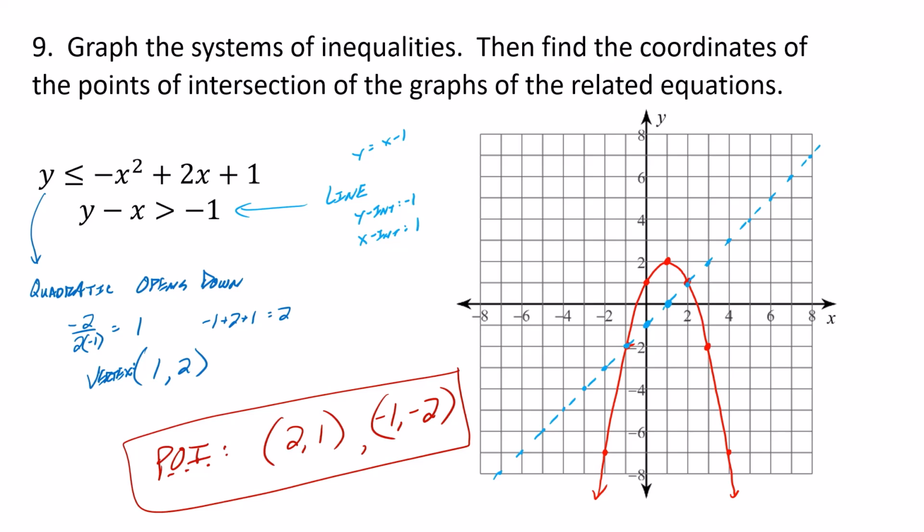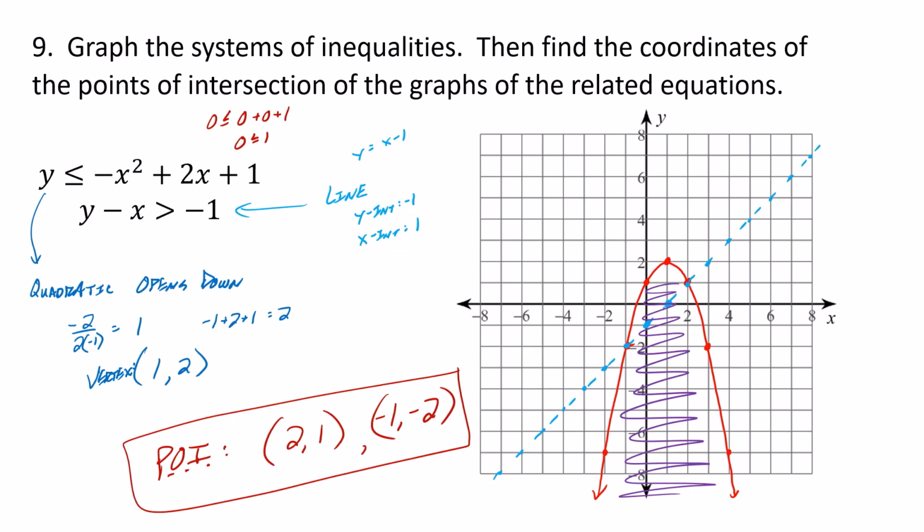The last thing I have left to do though is where do I shade. So let's just go one at a time. With the parabola, it looks like I can actually use the origin in both cases, so I'm going to use that as my test point. If I plug in 0, is 0 less than or equal to 0 plus 0 plus 1? Is 0 in fact less than 1? Yes it is, so I know I would shade under the parabola. So I'm going to choose a different color here. It's just going to be shaded underneath the parabola.